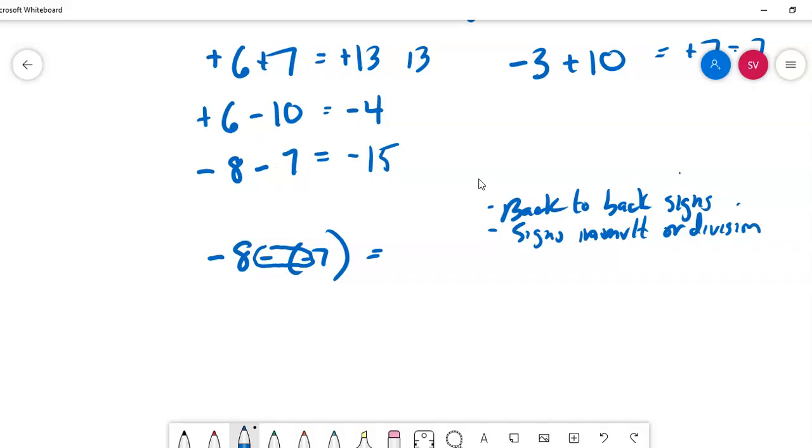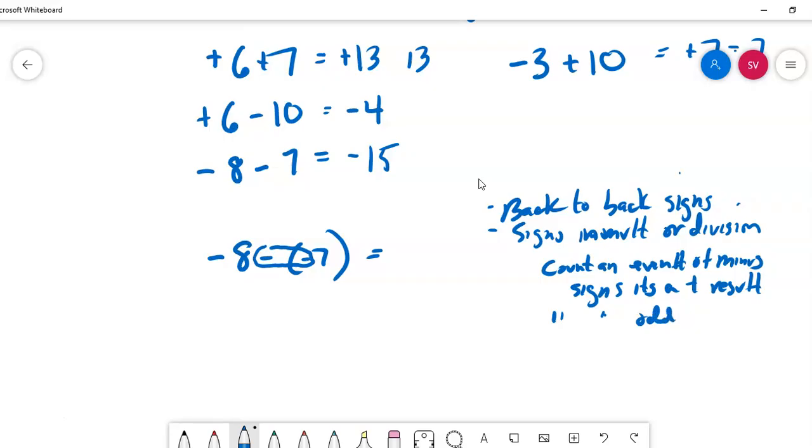So all you have to do is count the number of minus signs. If you count an even number of minus signs, it's a positive result. If you count an odd number of minus signs, it's a negative result.